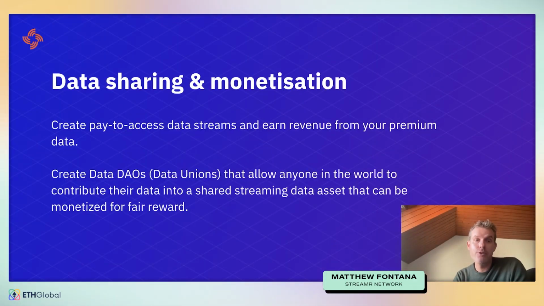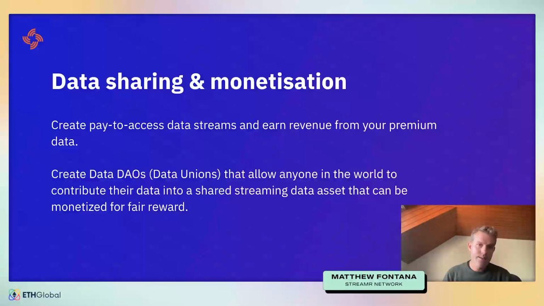Taking that a step further, you can create very expressive data DAOs that allow anybody in the world to contribute their data into a shared fire hose of data that has this great data density that could be used for all sorts of AI and machine learning. And these data union smart contracts are programmed in a way that when access is sold, those funds go back equally to everybody that helped contribute to that data set. So it's a way to incentivize crowd data.